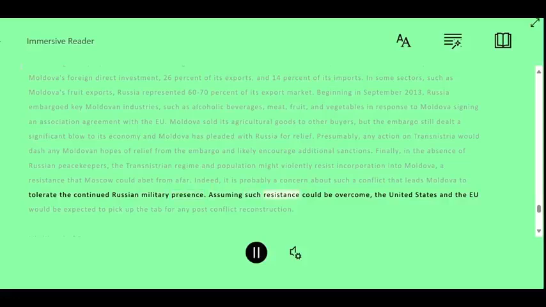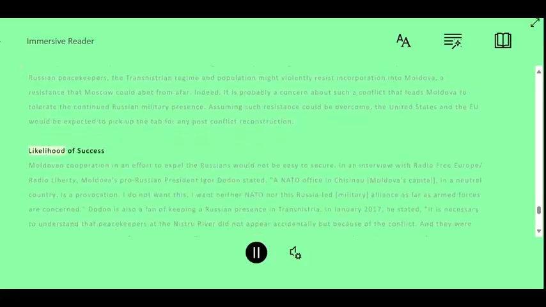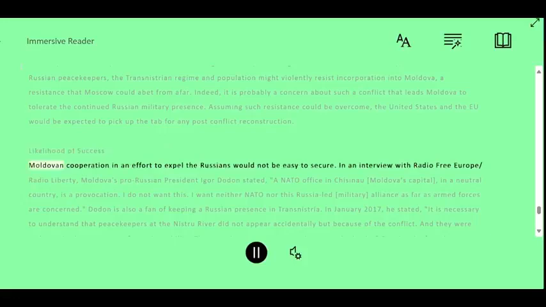Assuming such resistance could be overcome, the United States and the EU would be expected to pick up the tab for any post-conflict reconstruction. Likelihood of success. Moldovan cooperation in an effort to expel the Russians would not be easy to secure.